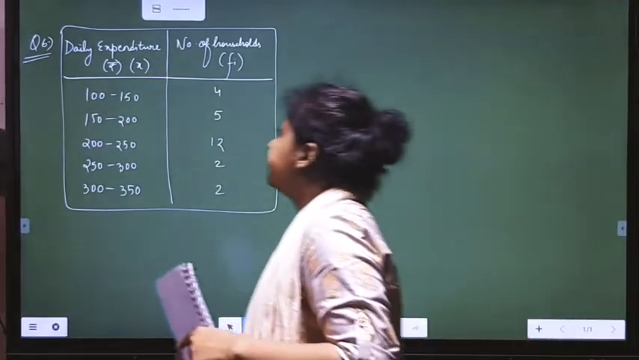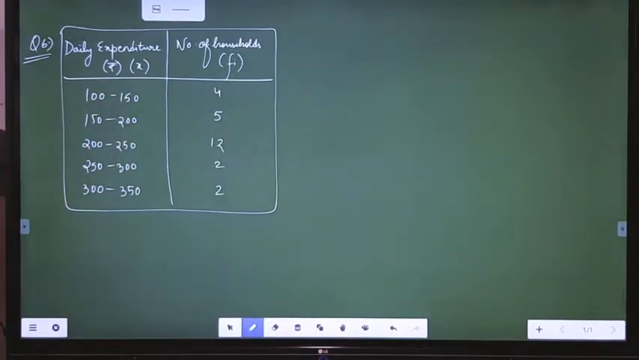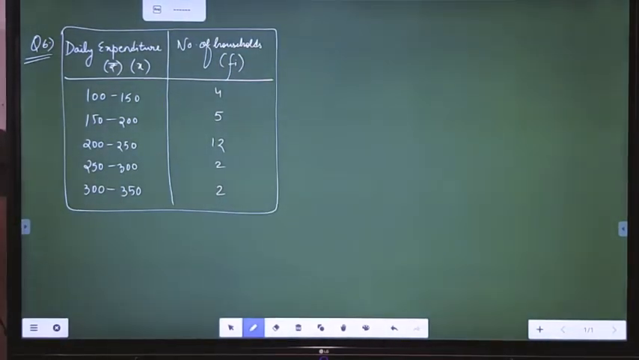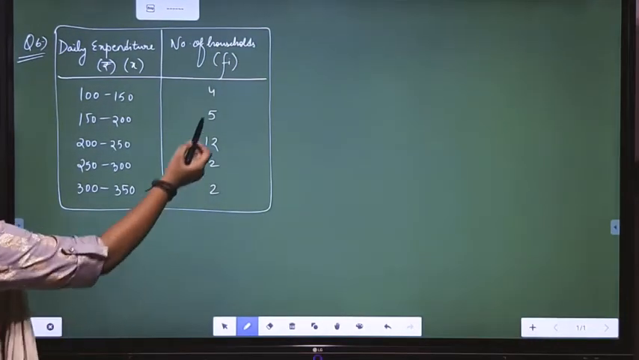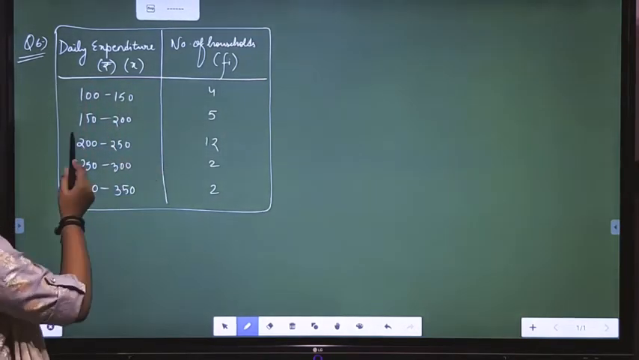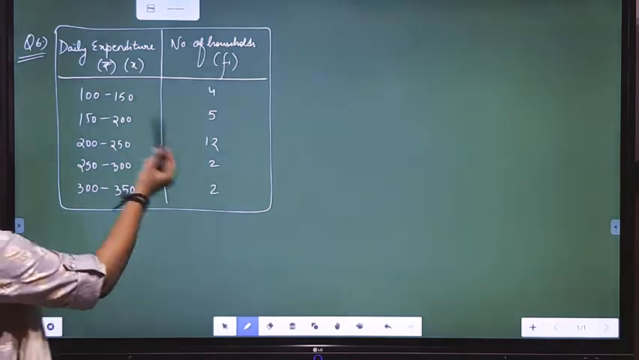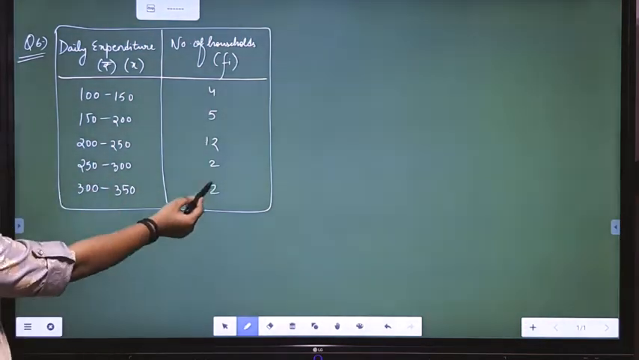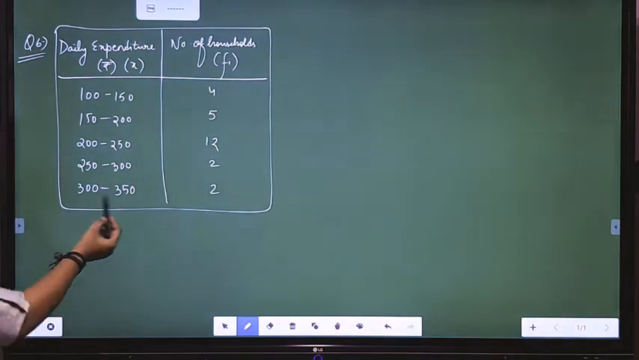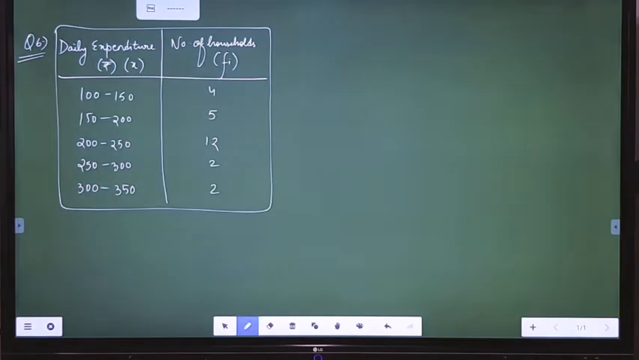Question number 6. In the question number 6, we have been given this table, daily expenditure in rupees and number of households. This implies 4 households have daily expenditure between 100 to 150, 5 have between 150 to 200, 12 have between 200 to 250, 2 have between 250 to 300 and 2 households have their daily expenditure between 300 and 350. Okay, and we have to find the mean daily expenditure.